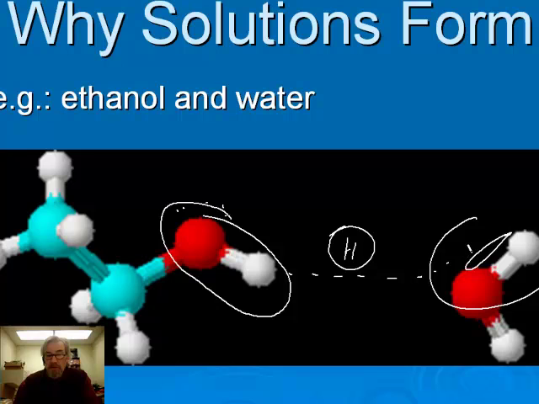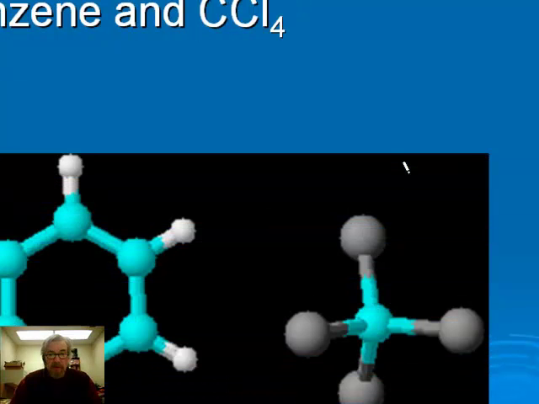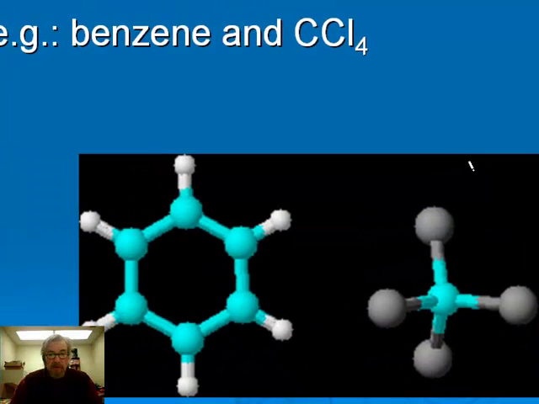So when the solvent and the solute have similar intermolecular forces, they're attracted to each other, and a solution is likely to form. There's a saying that goes along with this: like dissolves like. Like dissolves like means polar dissolves polar, as we can see here, or something that hydrogen bonds dissolves something that hydrogen bonds. Let's look at another example, benzene and carbon tetrachloride.